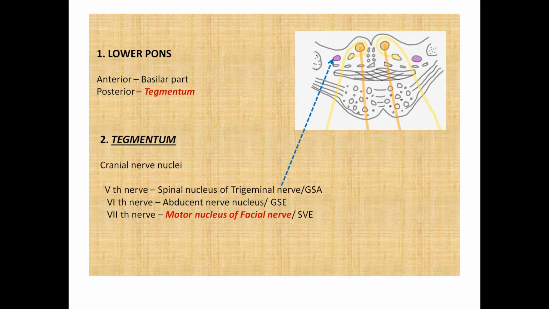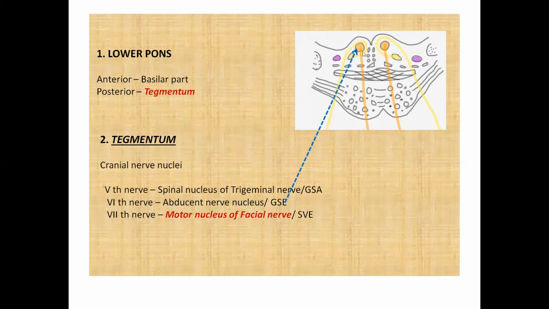The tegmentum of lower pons shows the nuclei of 5th, 6th, and 7th cranial nerve. The spinal nucleus of the trigeminal nerve pointed out here, it receives the afferent fibers carrying the sensation of pain and temperature from face.